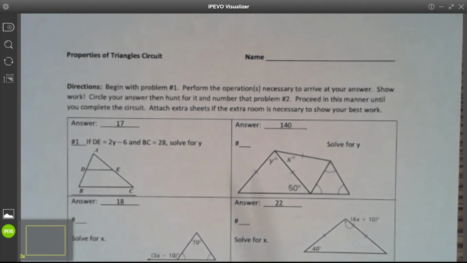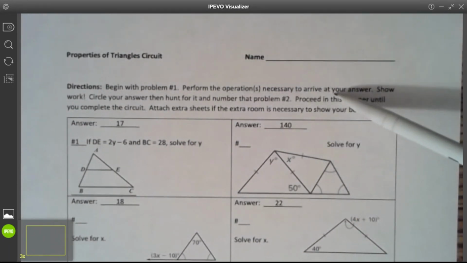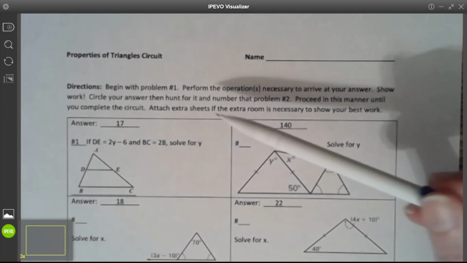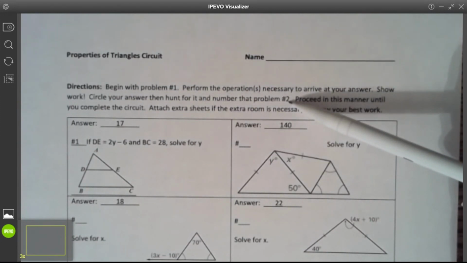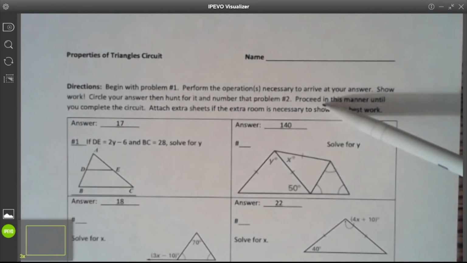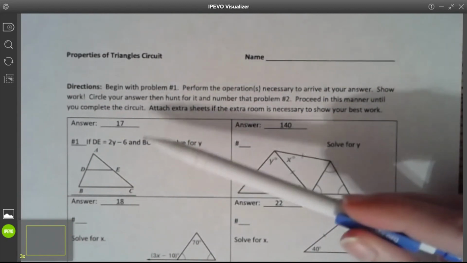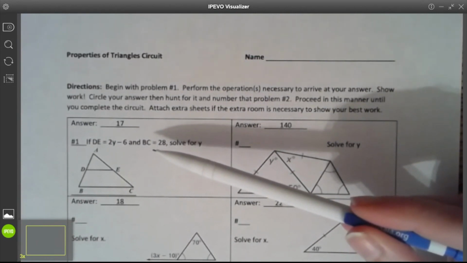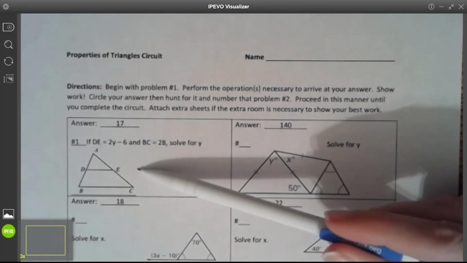So we're able to begin looking at the problem with number one, performing that operation to get our answer. Our question and our answer is here, making sure that we show our work, and then using that answer, we will hunt down for that, and that will become our number two problem. And then we continue in that manner until we have completed the circuit. If they arrive back at this first original problem and not every problem has been done, they know that they've made a mistake. So I'm going to begin looking at number one.